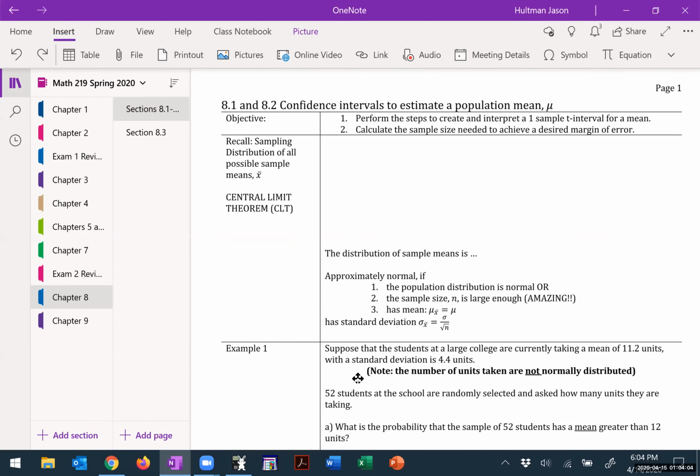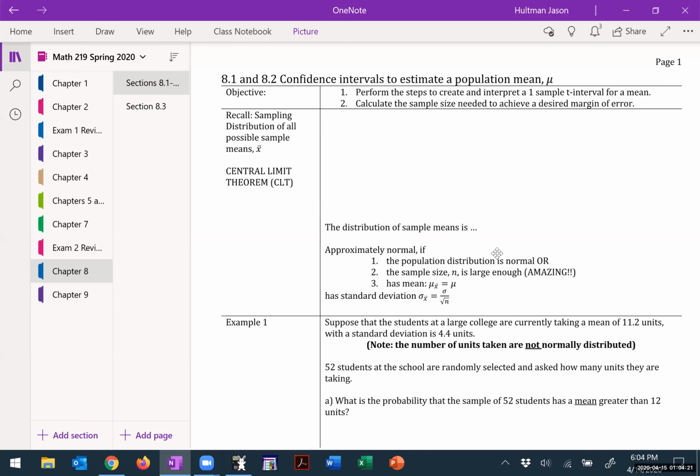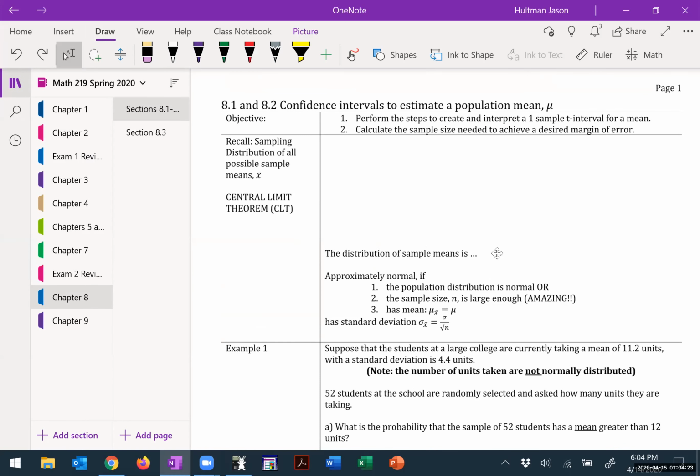Okay, 8.1, 8.2: confidence intervals to estimate the population mean, mu. Objective number 1: perform, create, and interpret a 1 sample t interval for a mean. Objective number 2: calculate the sample size needed to achieve a desired margin of error. So those are our 2 objectives.